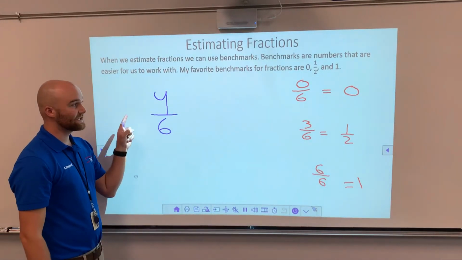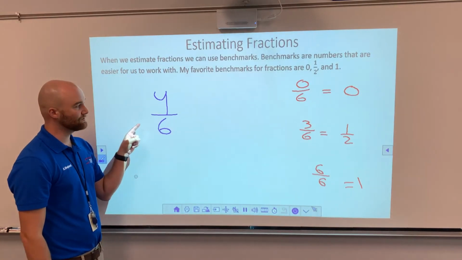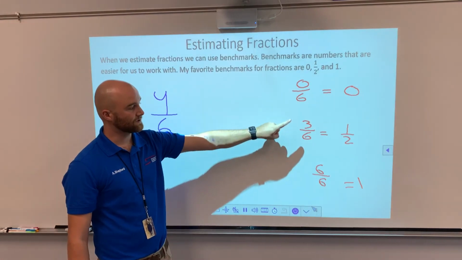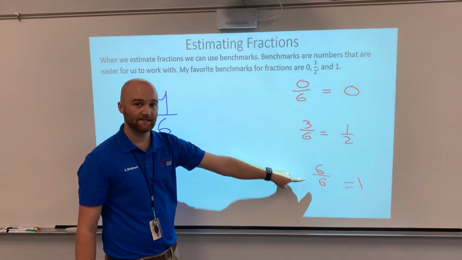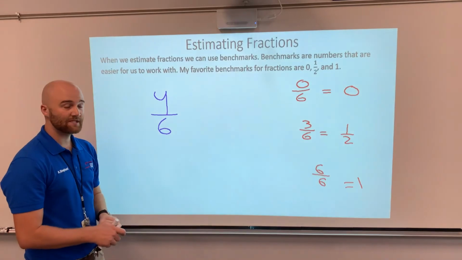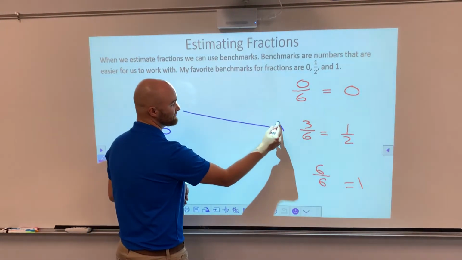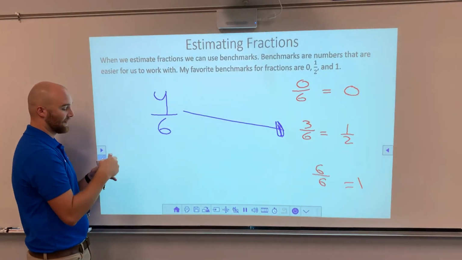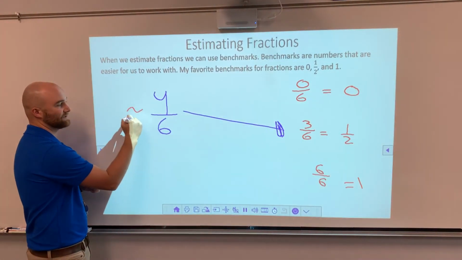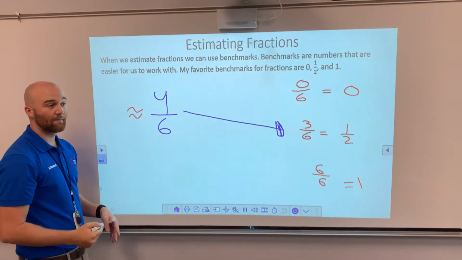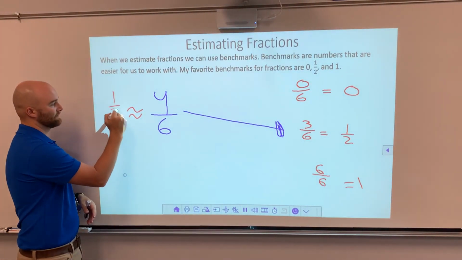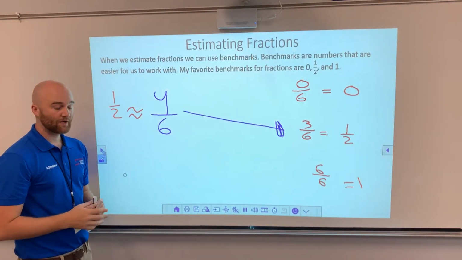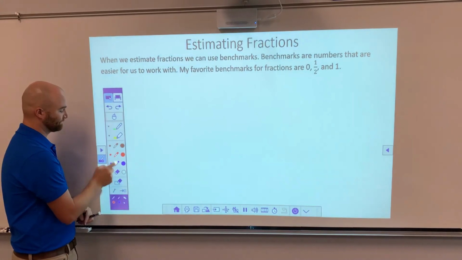To figure out what I should estimate this as, what benchmark I should use, I just have to look at the 4 sixths and see: is that closer to 0 sixths, to 3 sixths, or to 6 sixths? I think it's closest to 3 sixths. So I'm going to use my benchmark of 1/2. I'm going to say this is about, and again I'm going to use that squiggly melted equal sign that means about, 1/2. How'd you do? Did you get it right? Let's try one more example and let's see what you do.